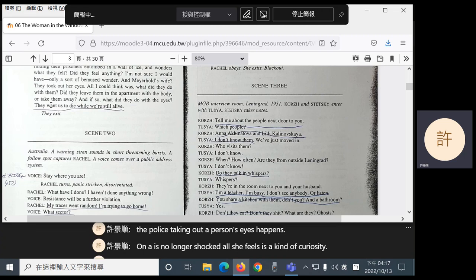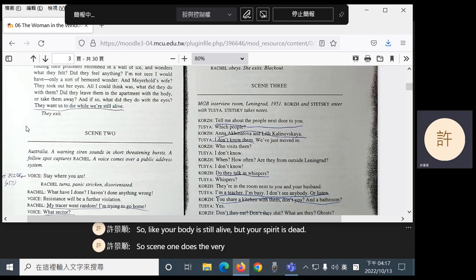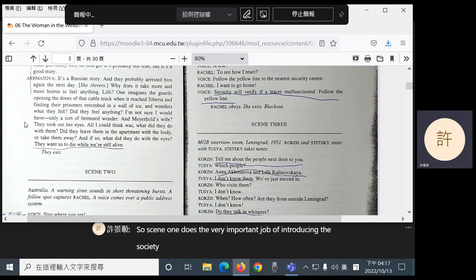And so, like, this inability to feel terror or to feel shock, Anna says they want us to die while we're still alive. So, like, your body is still alive, but your spirit is dead. So scene one does the very important job of introducing the society that Anna lives in.